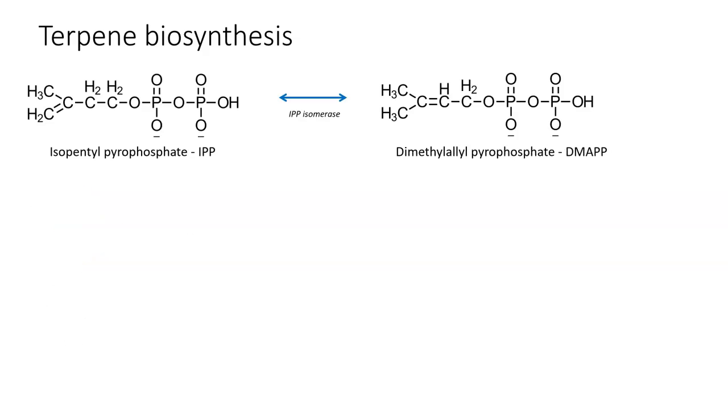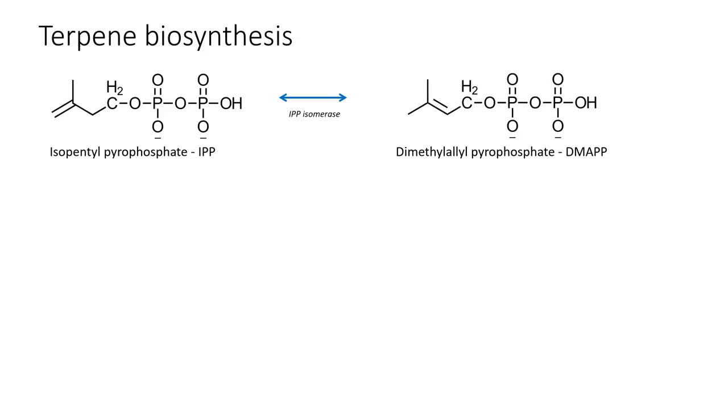Rather than trying to write these out with all of the carbons and hydrogens involved, we're going to abbreviate these into line figures. Any bend in the line represents the location of a carbon. The isopentyl pyrophosphate will be represented like this. The dimethylallyl pyrophosphate will be represented like this.